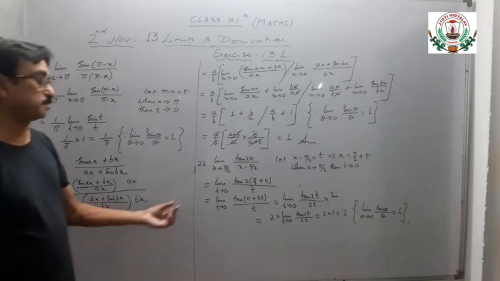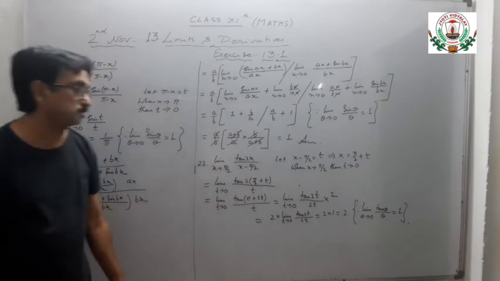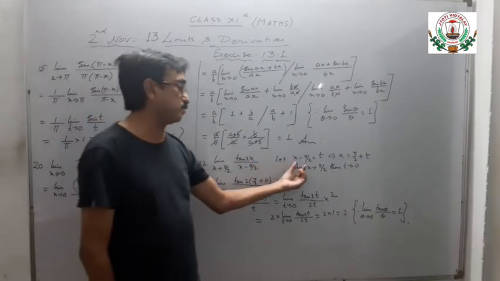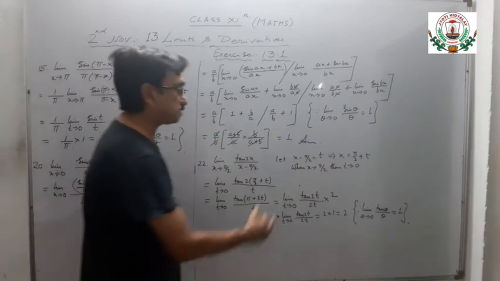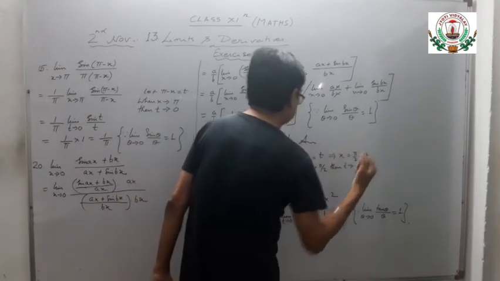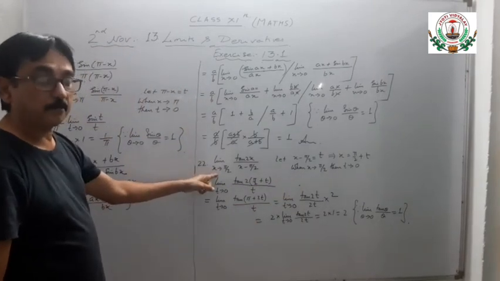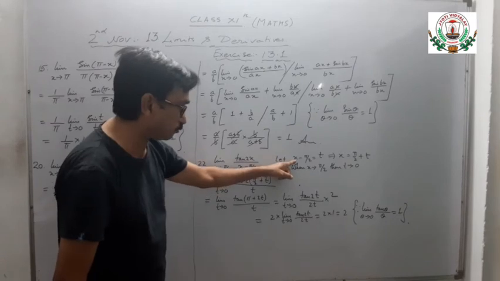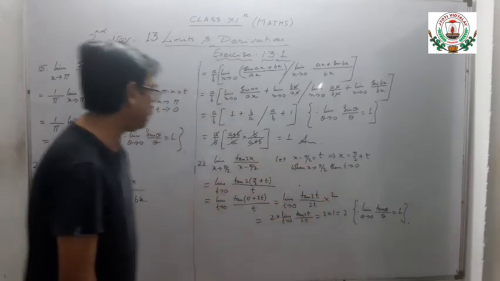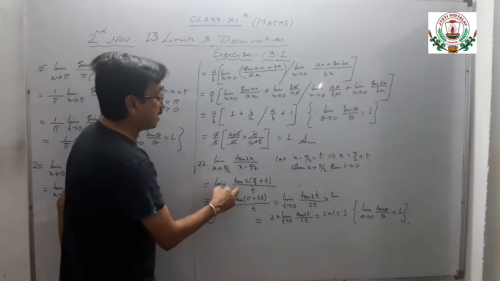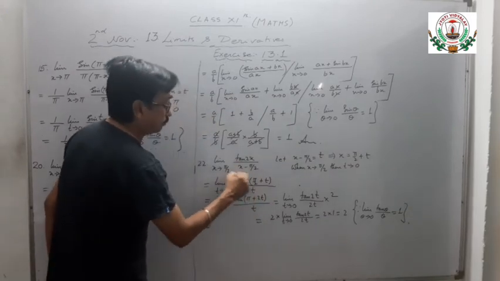Now the 27th question, limit x tends to pi by 2 tan 2x upon x minus pi by 2. Let us take x minus pi by 2 equals to t. When x minus pi by 2 is equal to t, x will become pi by 2 plus t. So when x tends to pi by 2, in place of x if I substitute pi by 2 minus pi by 2 is 0, t will tend to 0. So limit t tends to 0, tan 2 in place of x substitute pi by 2 plus t upon this complete t.